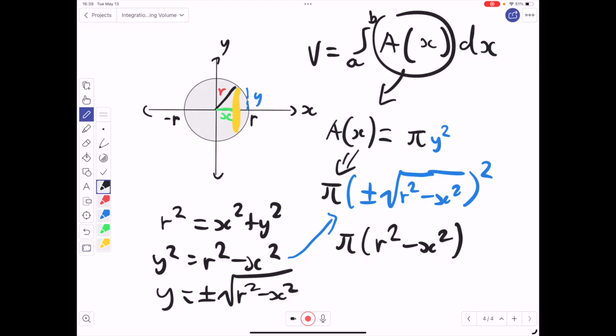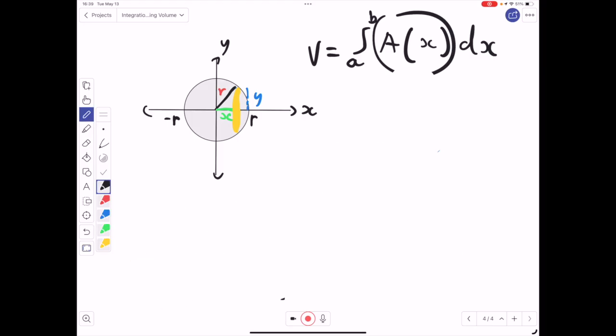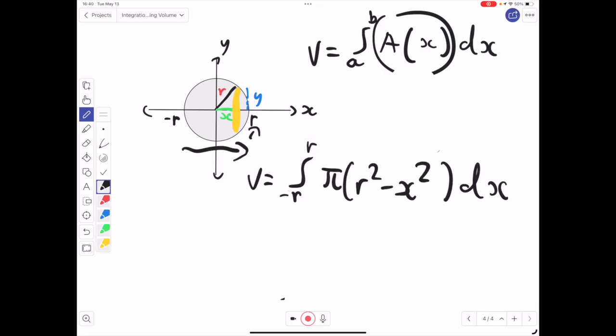So you ready? Erase time. So now we have this. We've inputted the upper and lower bounds. These are the correct ones. We are going to take the antiderivative. But before we do that, we once again have to take out the constant. So it's going to be pi, from negative r to r, of r squared minus x squared, dx.